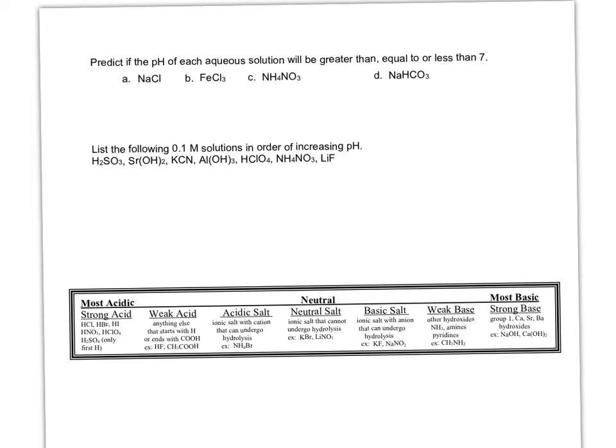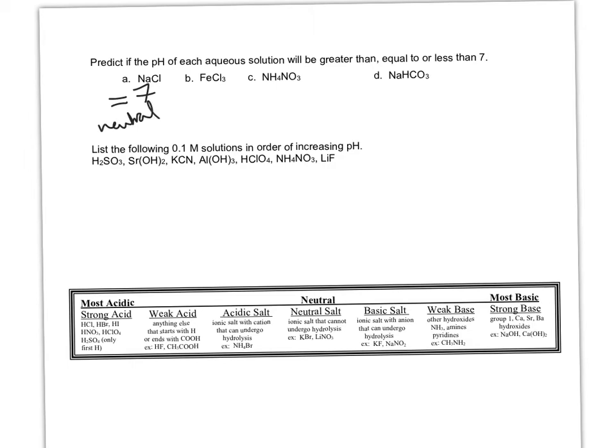Let's try a couple of examples. We want to predict the pH of each of the aqueous solutions, whether they're going to be greater than, equal to, or less than 7. Let's start with NaCl. What you do is you look at the ions that it's made up of. Na plus comes from a strong base, so that would not undergo hydrolysis. Cl minus comes from HCl, which is a strong acid, that does not undergo hydrolysis. Neither one undergoes hydrolysis, so that would be pH equal to 7. It's going to be neutral.